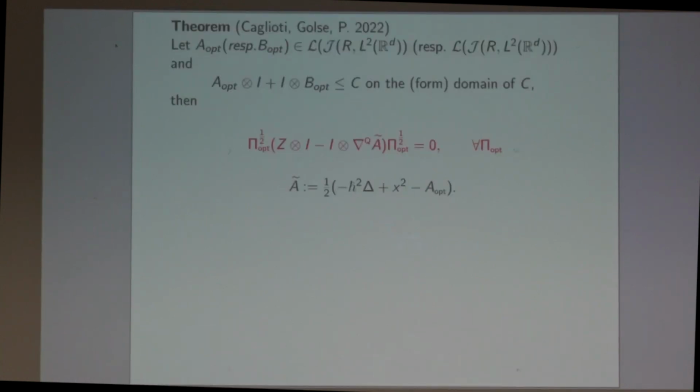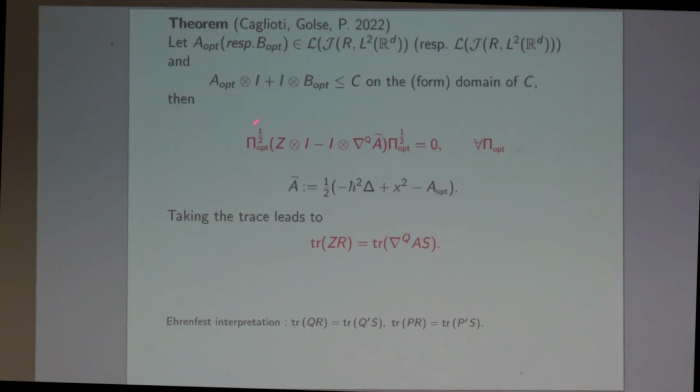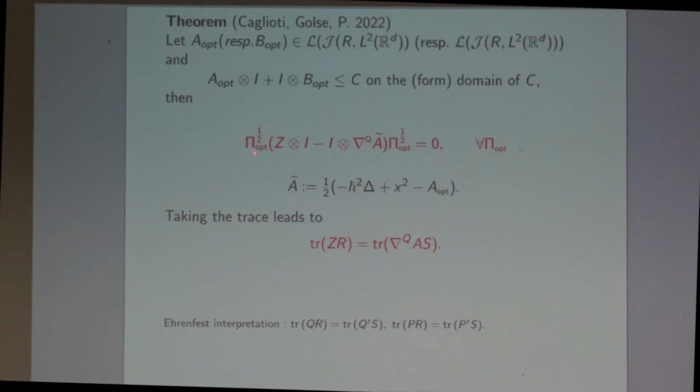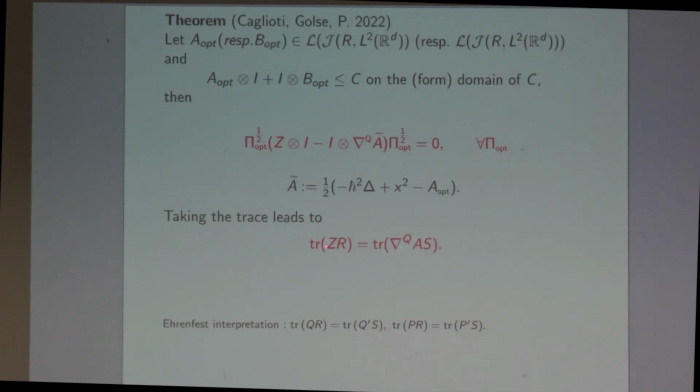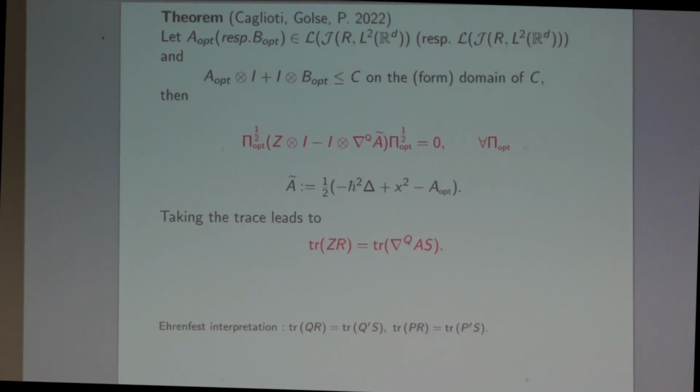Well, anyway, you do some computation like this, and in fact, what you get out of this is just the fact that if you take the full trace of this, since here you have the identity, it's very easy to see that the trace of this part is just equal to the trace of Z times the partial trace of the coupling, and the partial trace of the coupling by definition is R. So you get the trace of Z R is equal to the trace of the gradient of A times S.